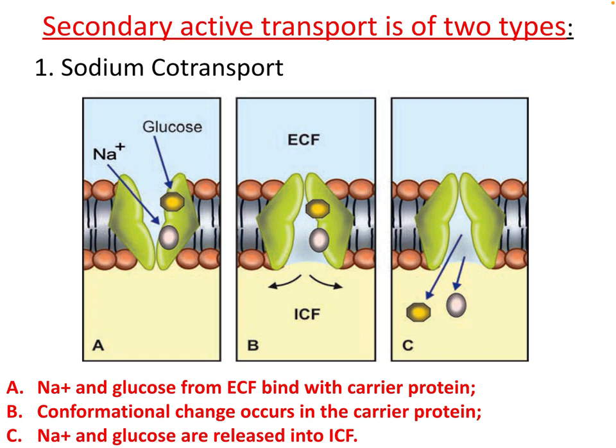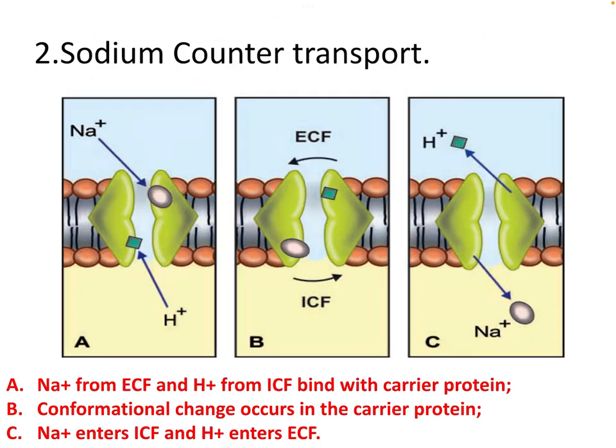This diagram shows sodium co-transport. Next one is sodium counter-transport. In this process, the substances are transported across the cell membrane in exchange for sodium ions by the carrier proteins called antiport. Examples are sodium-calcium counter-transport and sodium-hydrogen counter-transport in the renal cells.